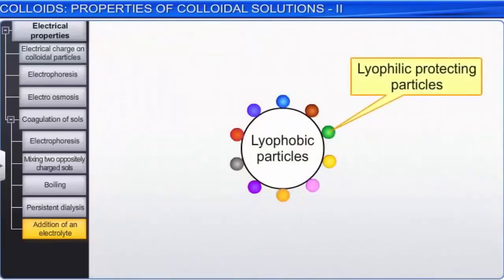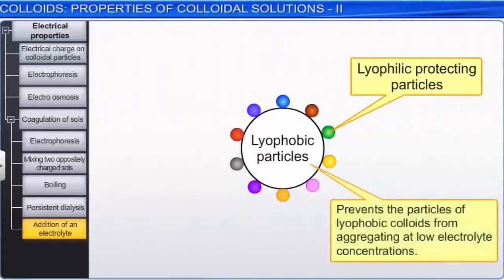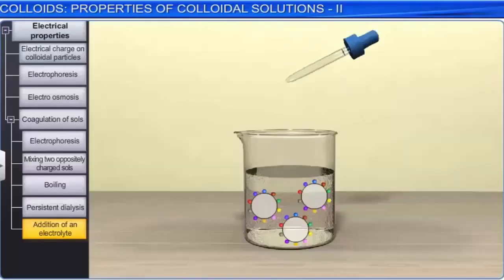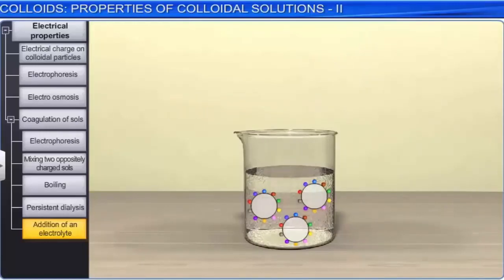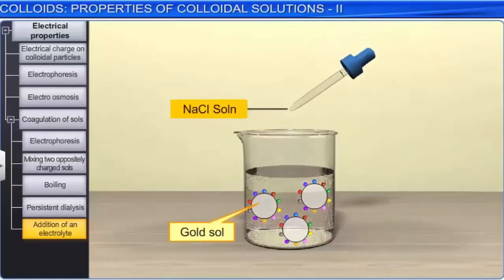The sheath of solvent molecules of the lyophilic colloid prevents the particles of lyophobic colloids from aggregating at low electrolyte concentrations. For example, adding gelatin, a lyophilic colloid, to gold sol, a lyophobic sol, protects the gold sol from getting coagulated if a small amount of sodium chloride solution is added.